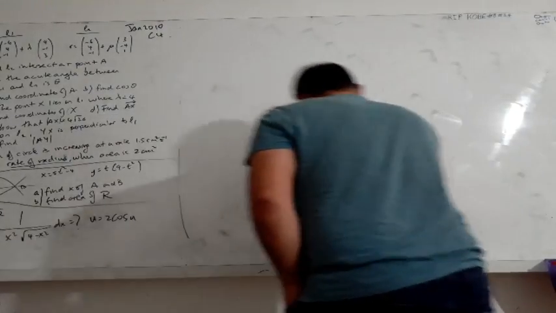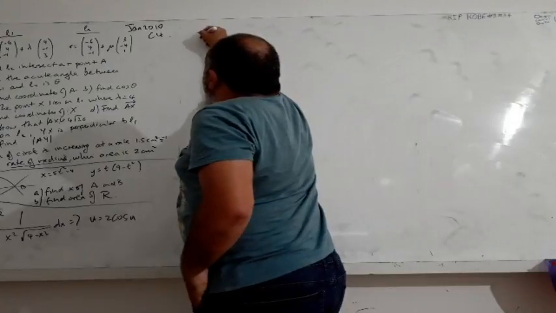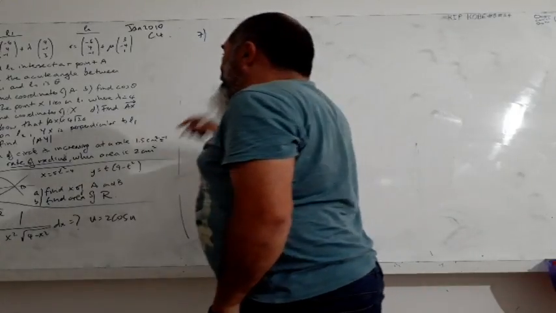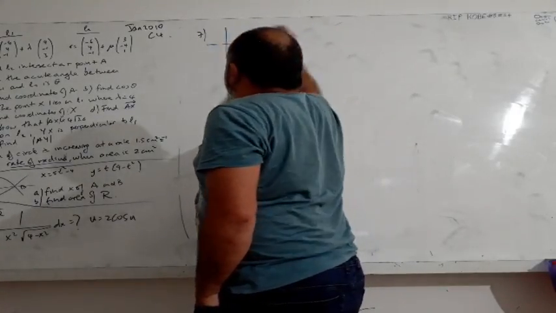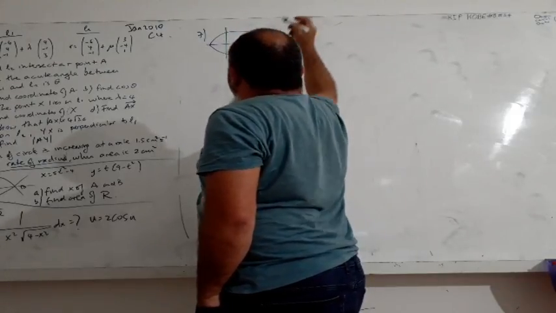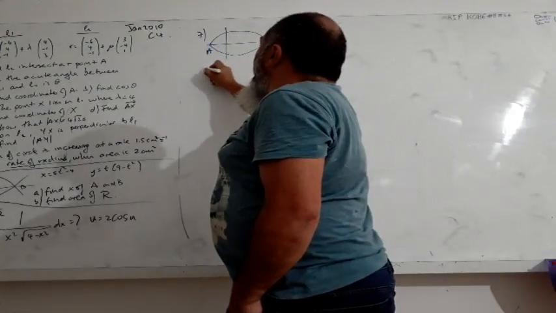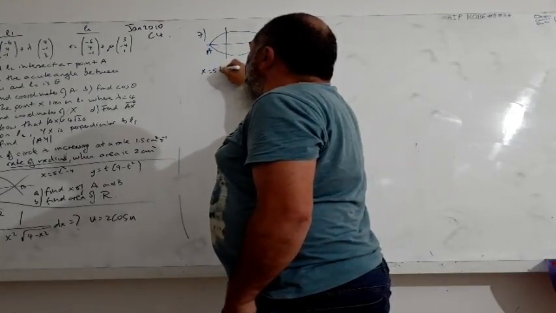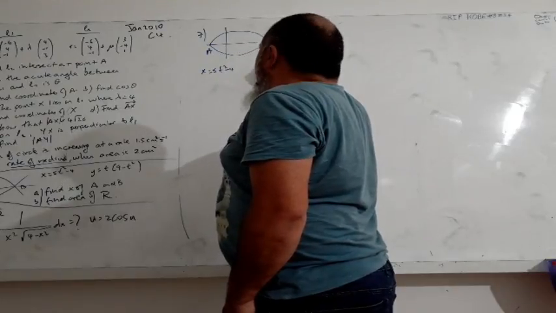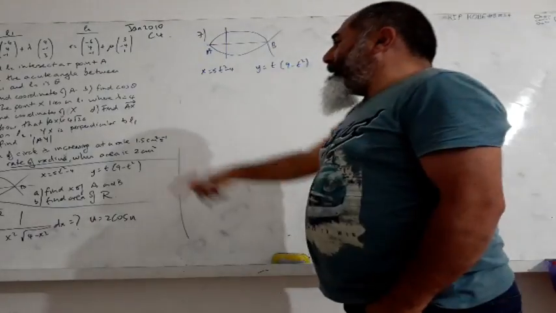Yes, question 7. Here we have the graph sketch of the curve. This is B, this is point A, x is equal to 5t squared minus 4, and y is equal to t(9 minus t squared). Find the x coordinates of points A and B.